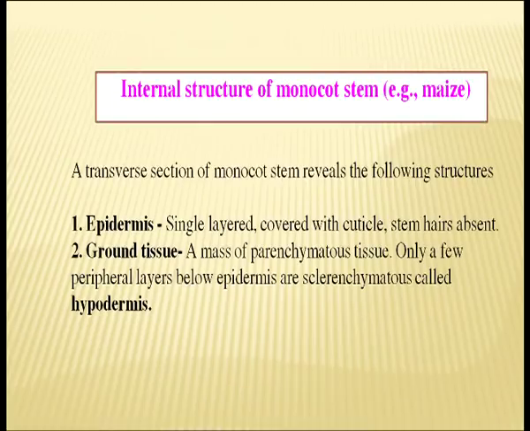Monocots are represented by family Gramineae, generally grass family, and the representative examples are wheat, maize, garden grass, etc. So, their stem structure is quite different from the dicot stems. Generally, we see that monocots are short-lived plants. They grow for a season, give off their seeds or their product, and they die off.